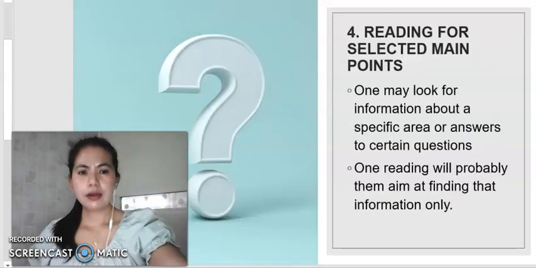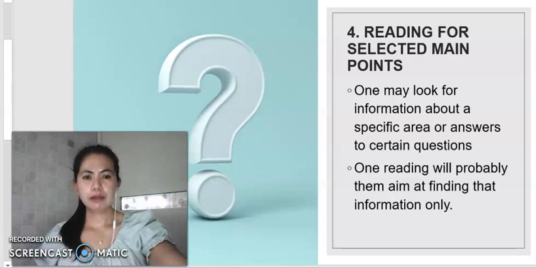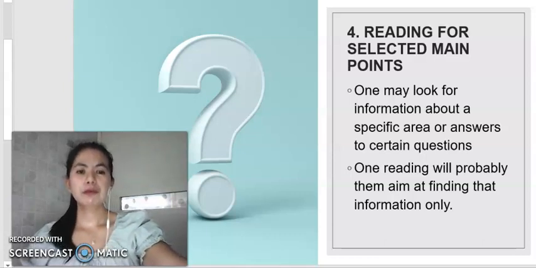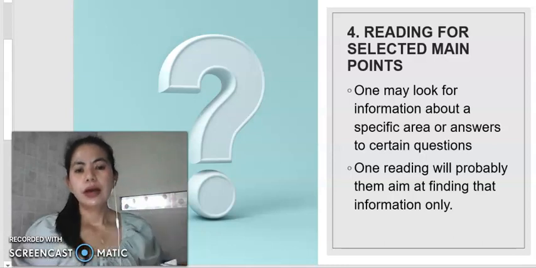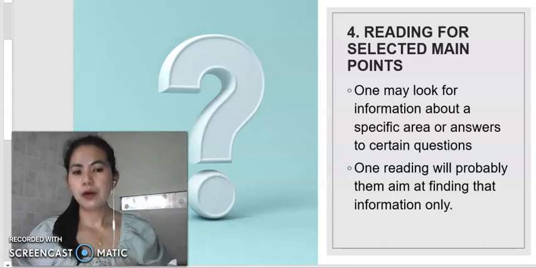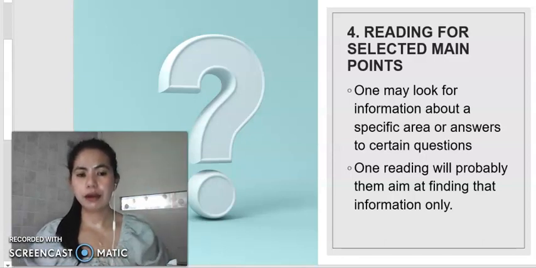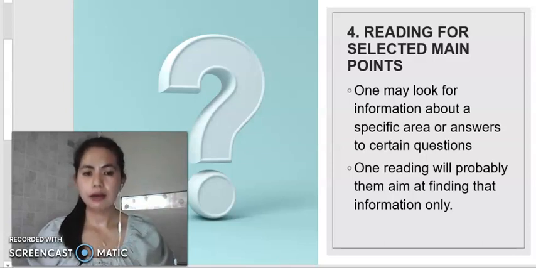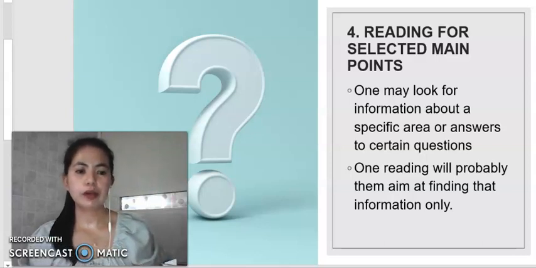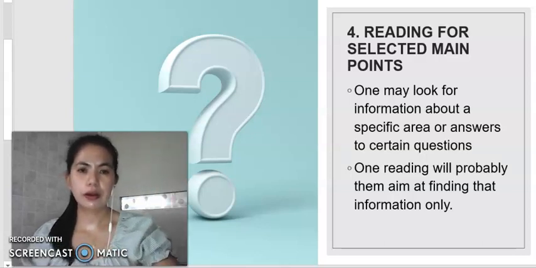Next, number four is reading for selected main points. One may look for information about a specific area or answers to certain questions. One's reading will probably aim at finding that information only. So in reading for selected main points, you will identify the topic or the specific area, or find only the information like the main idea. And for example, you're going to read a thesis or an exam.